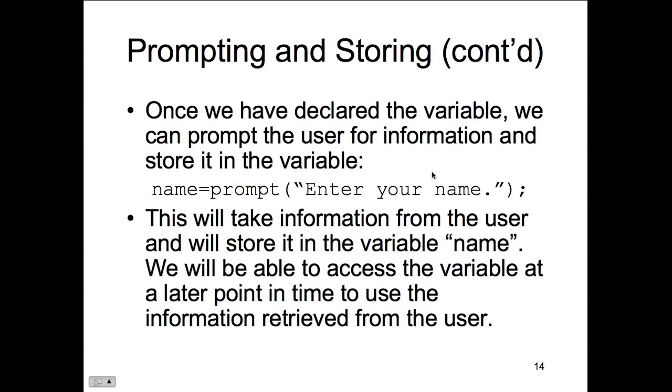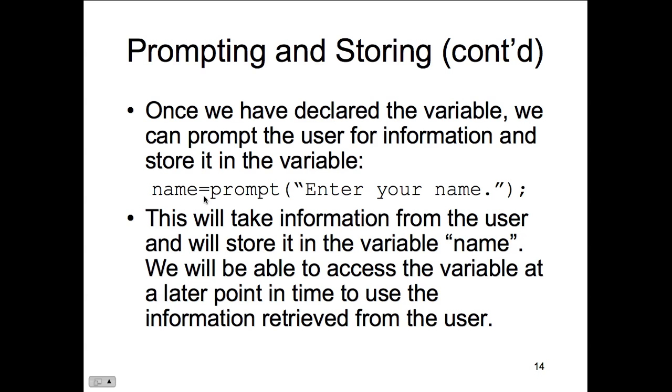And then the next line of code underneath it is going to be name is equal to prompt, enter your name. So the prompt is going to return a string value, and the string value is going to be assigned to name. We have that semicolon at the end. So once we declared the variable, we can assign it to a prompt. This is a variable assignment. Name is equal to.